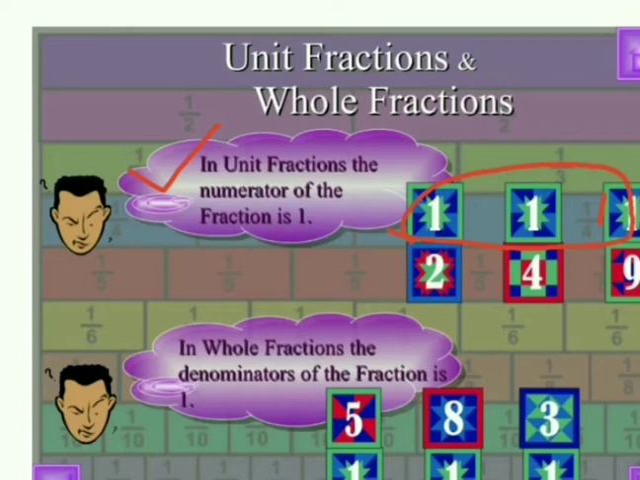Now see about the whole fraction. In a whole fraction, the denominator of the fraction is 1. What is the whole fraction? In which we have the denominator as 1. See the example: 5 upon 1, 8 upon 1, 3 upon 1. Here the denominator in all the three cases is 1. That's why they are known as whole fractions.